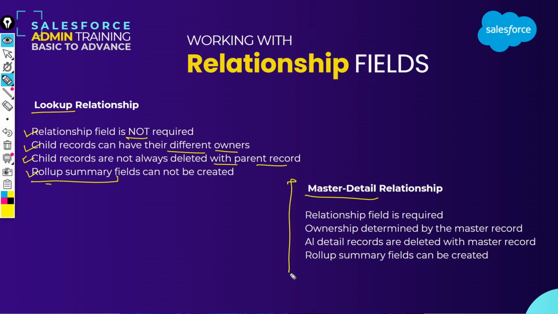In master detail relationship, things are slightly different. As I said, it is a special type of relationship with some additional attributes. The relationship field is always required, so you cannot create a child record without associating it to a parent. Ownership is determined by the parent, the master record. By default, the owner of the parent record always becomes the owner of all the child records. So there is no concept of a separate record owner for the child records.